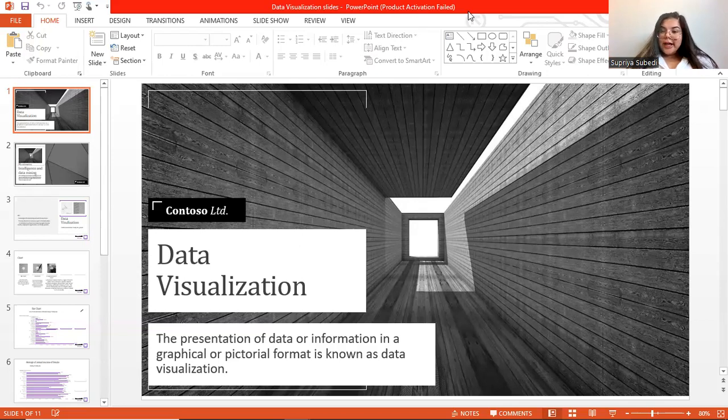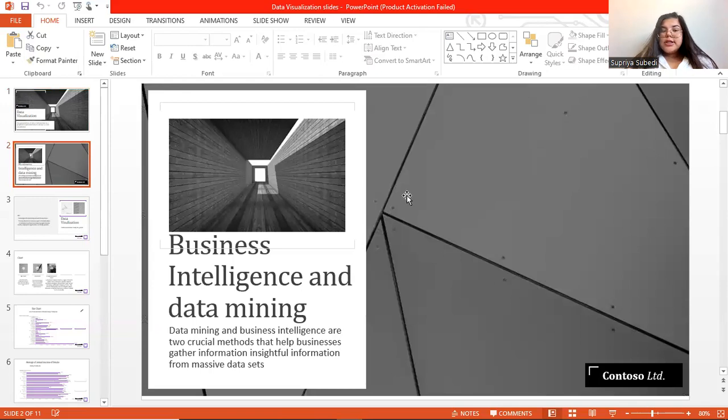It is all about data visualization. It goes like this. Data visualization is the presentation of data information in a graphical or pictorial format. So business intelligence and data mining, as we all know, are two crucial methods that help businesses gather all the insightful information from massive data sets.